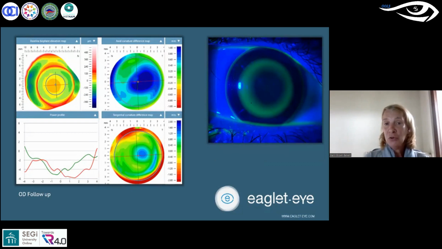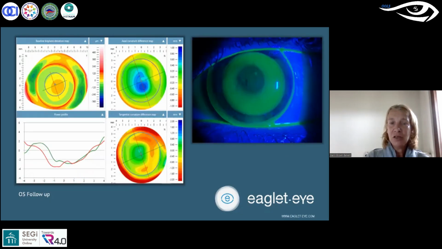Again, fit-wise, it actually looked okay. We had this bullseye pattern. Same for the left eye there, although you could sort of see that the bullseye pattern is probably not, the fluorescein is much wider than it is on the other image.